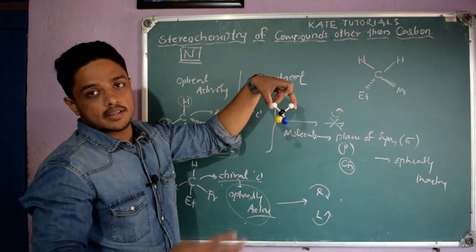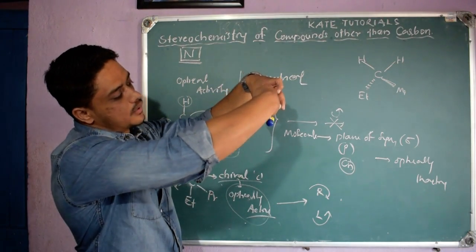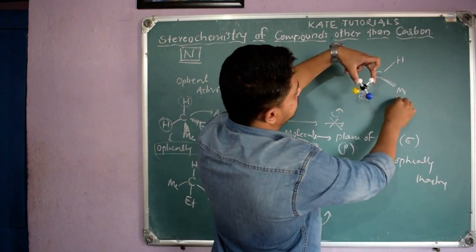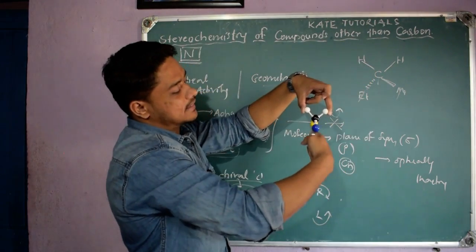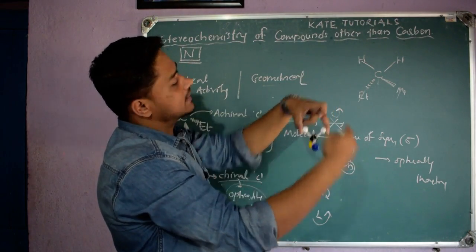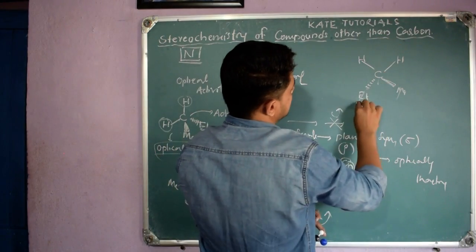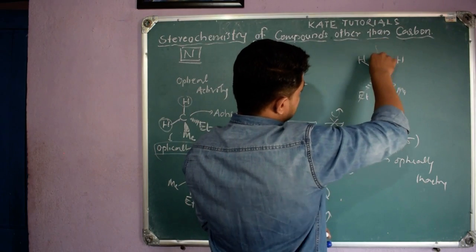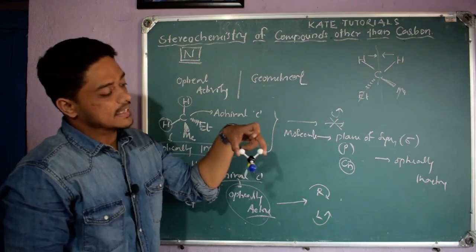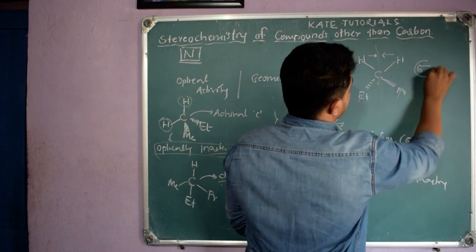To this compound, if you assume this is a plane, if I pass a plane like this, see how it will do? It will pass like this. It will pass through ethyl, methyl and carbon. So a plane is cutting this ethyl, methyl and carbon, and this hydrogen it is passing in between like this. So the plane which cuts these three and passes like this, and this hydrogen is the mirror image of this. So this compound is having a plane of symmetry, sigma.